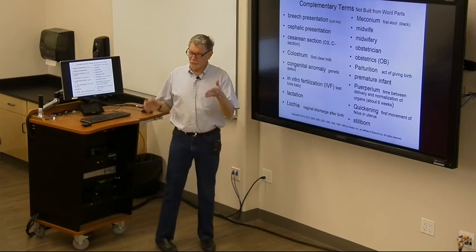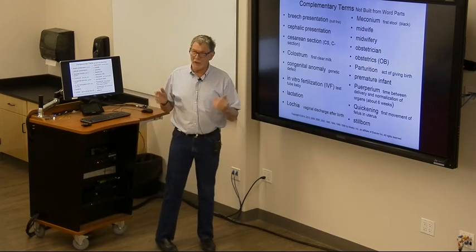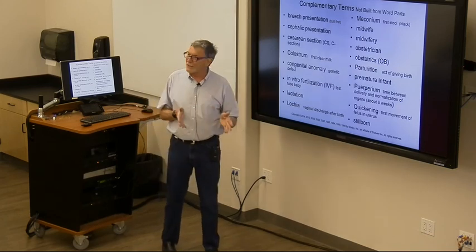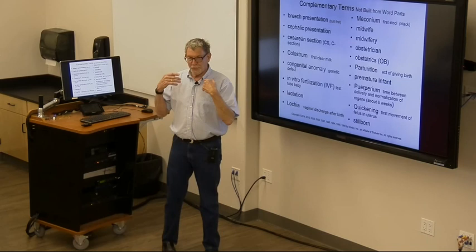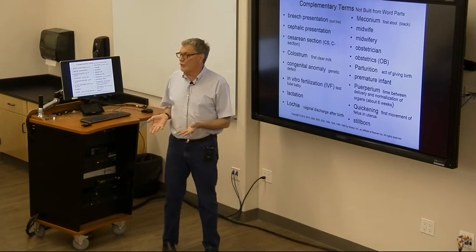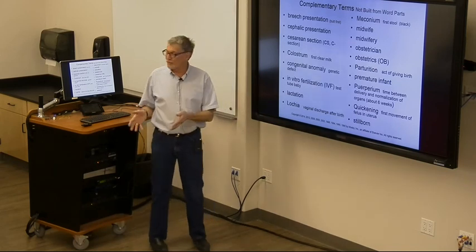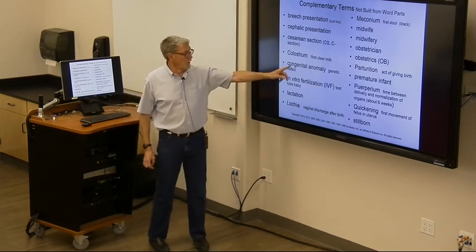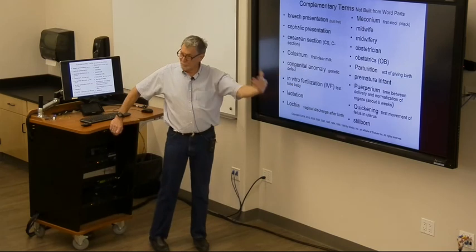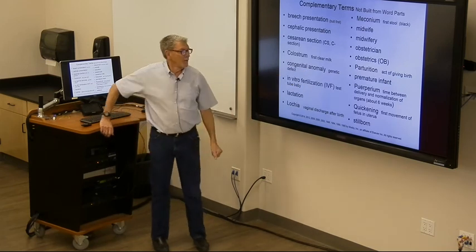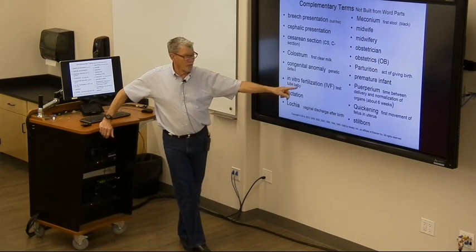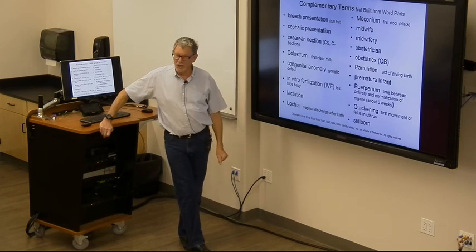Colostrum is the first clear milk that comes out. It doesn't have a lot of fat in it yet because the baby can't really deal with fat yet. But it has the antibodies and other nutrients that the baby needs for the first several days before the real milk happens. A congenital problem means genetic, born with it. In vitro fertilization means in a test tube, not in vivo.